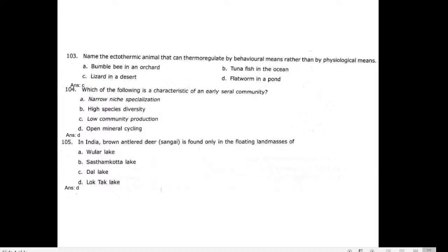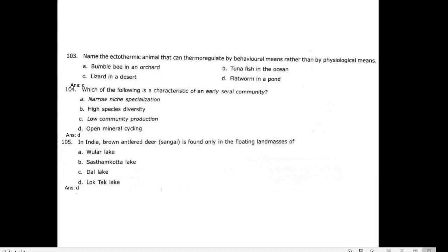Likewise, high species diversity, that is a human one. The low community production, the production rate is high. Some of the turtles have low community production. So here the cereal communities have open mineral cycling.